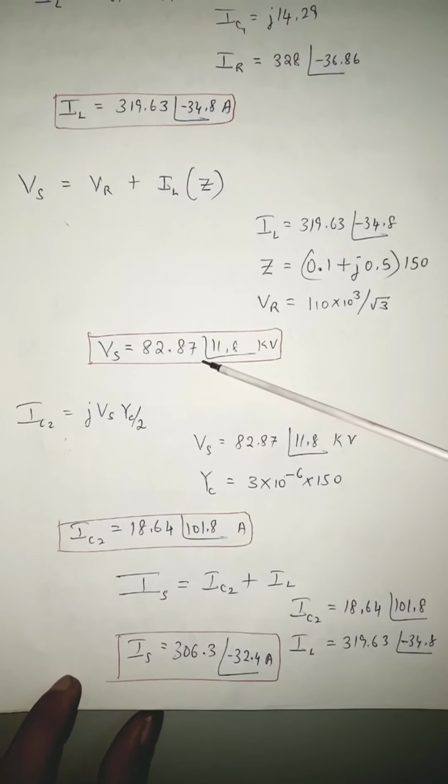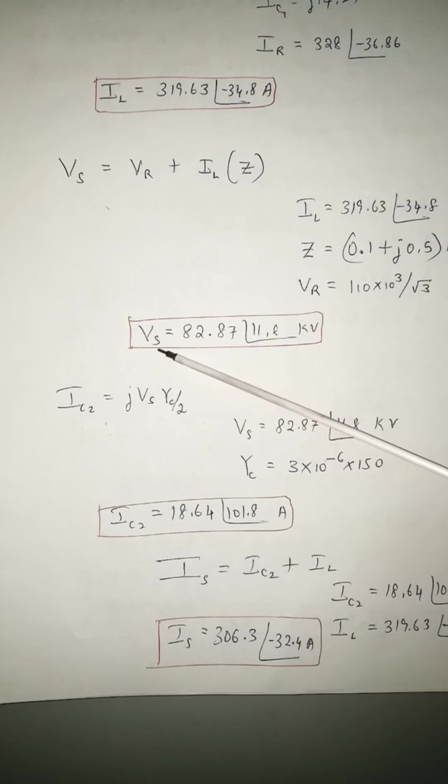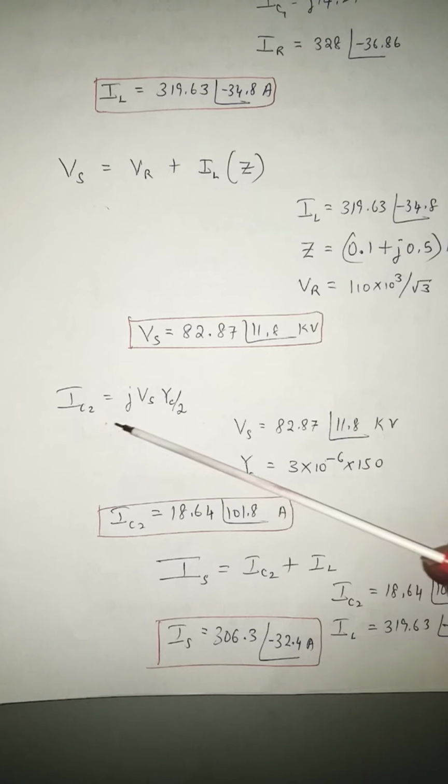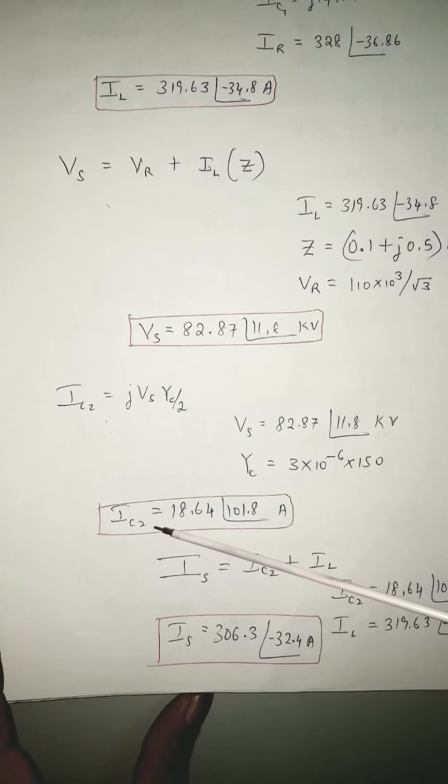So after getting Vs, I am going to calculate the current through that capacitor. The voltage across the capacitor is Vs. The current through that capacitor is j Vs YC by 2, the product of voltage and admittance. So Vs is calculated just now. YC is given in the problem. Multiply them, you will be getting IC2.